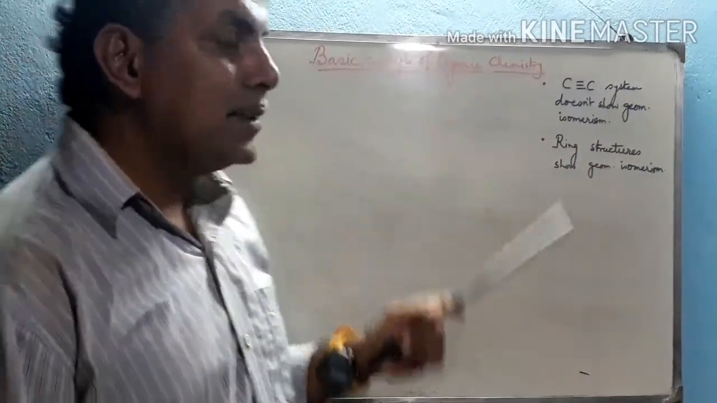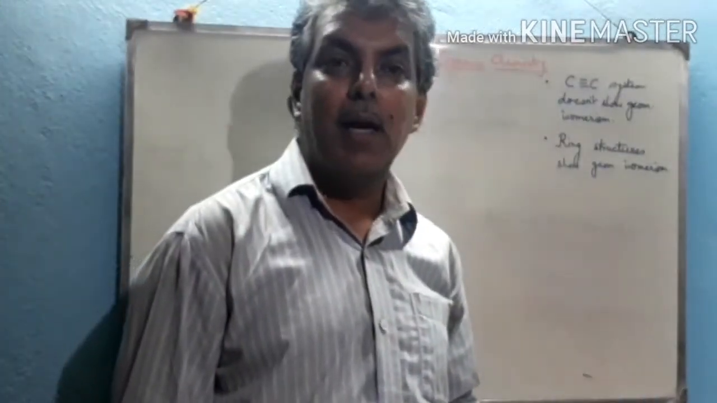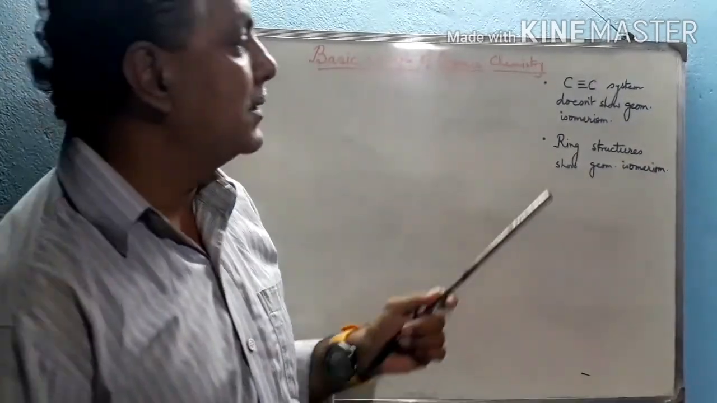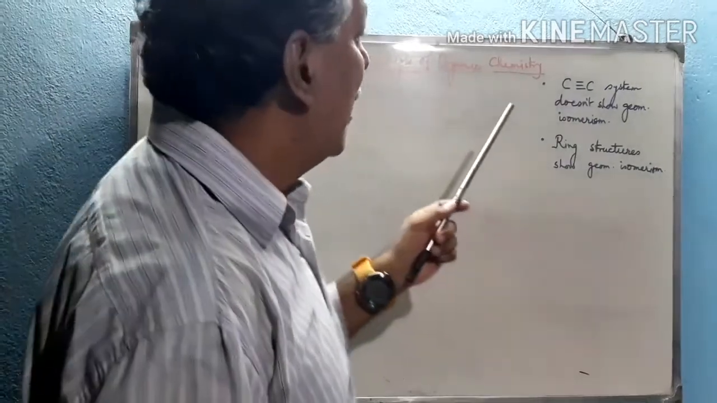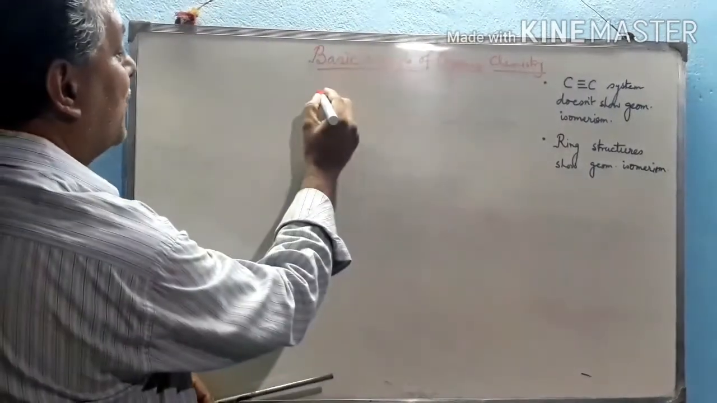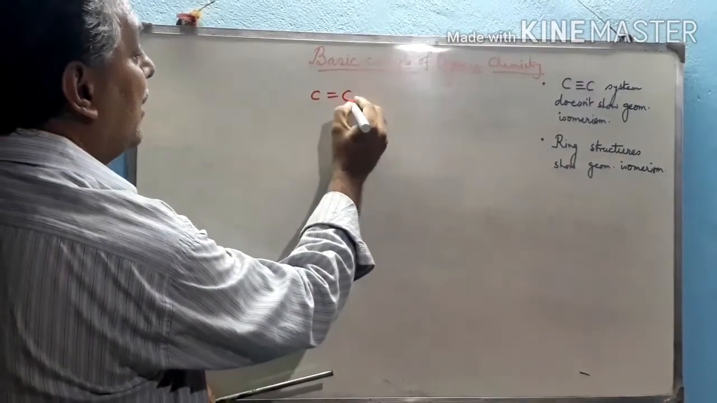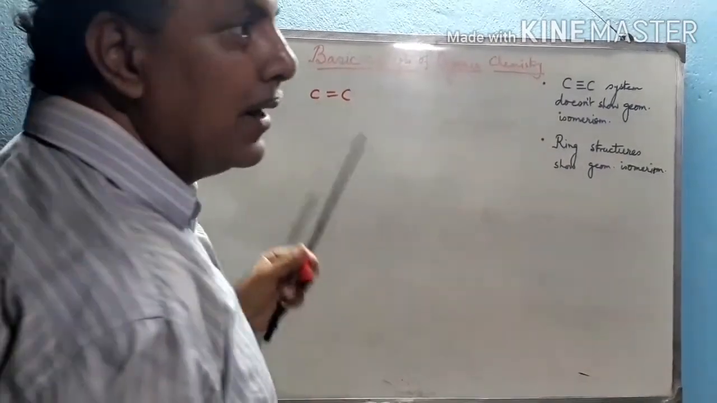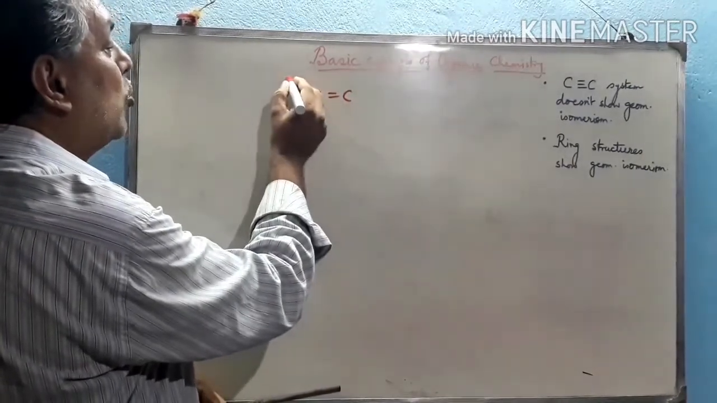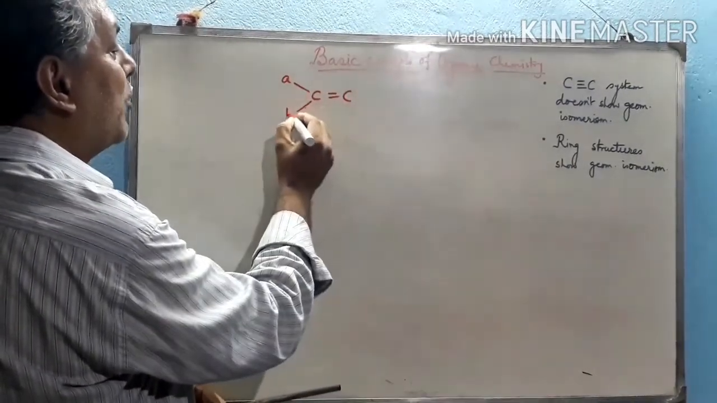In our previous class we already discussed geometrical isomerism, that means configurational as well as conformational isomers. Already you have seen such a structure, C double bond C, a rigid system, where two different groups are attached to each carbon atom.